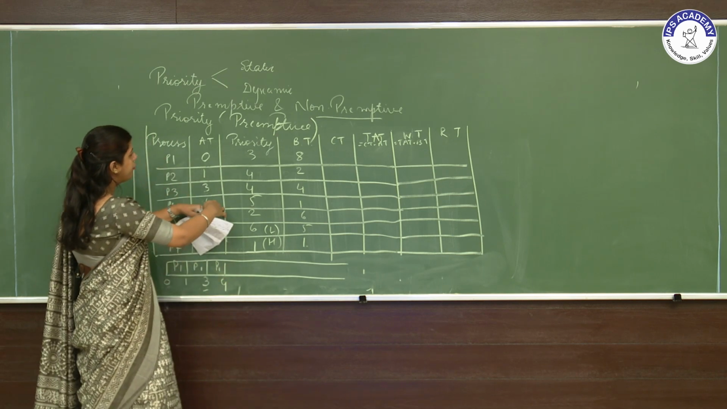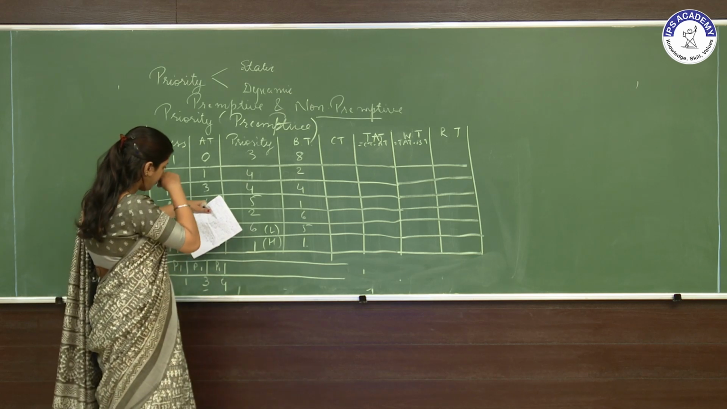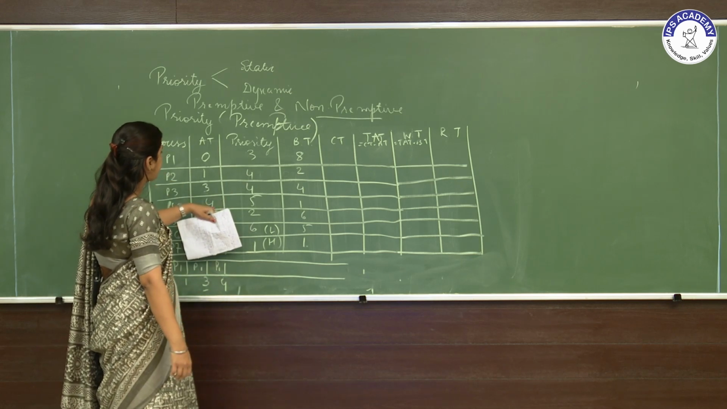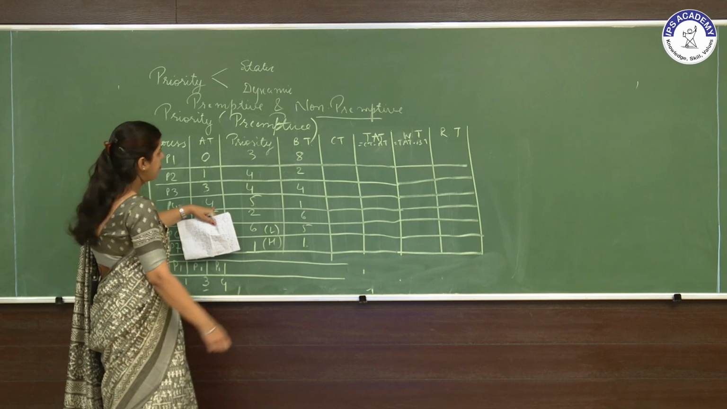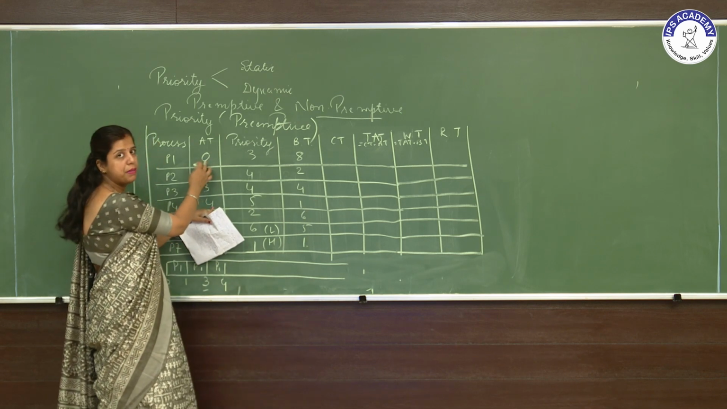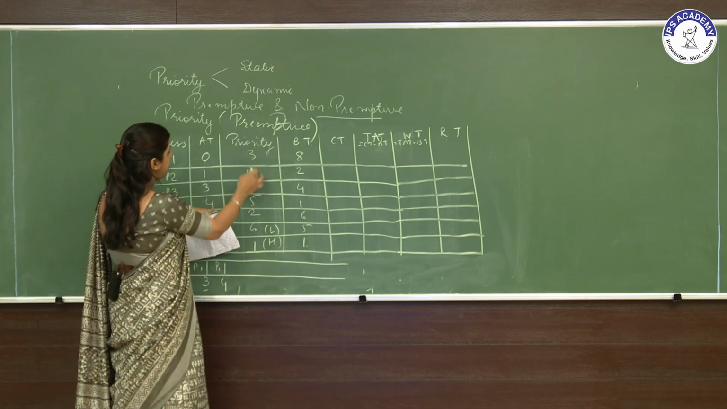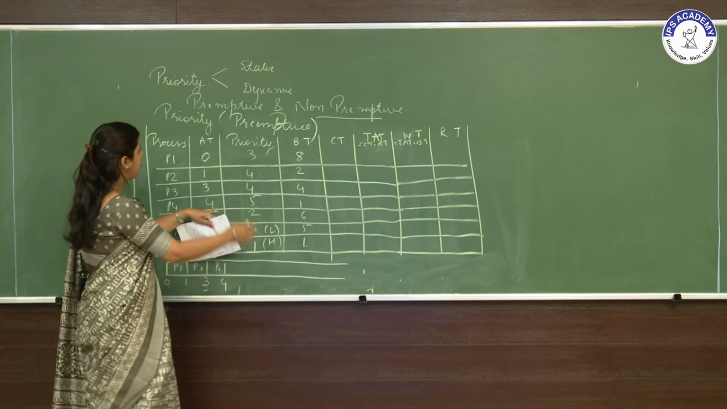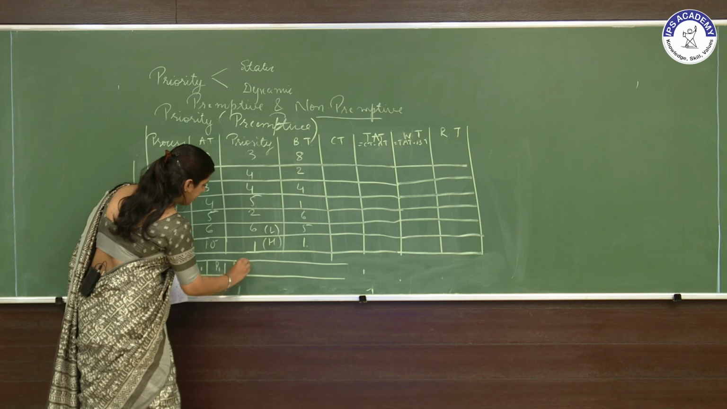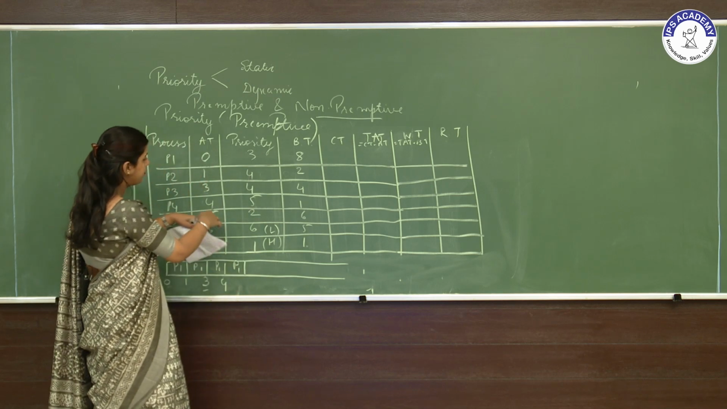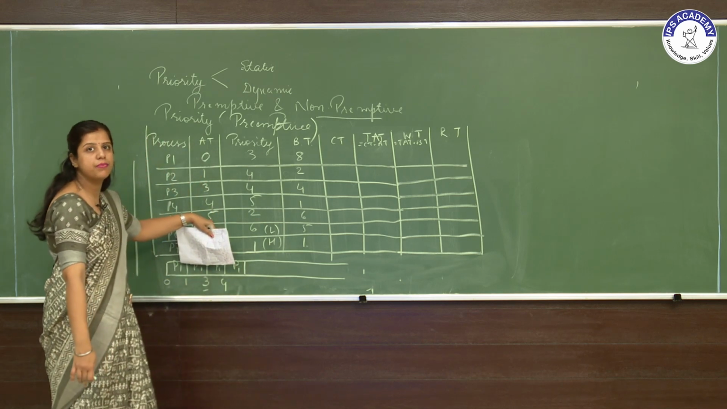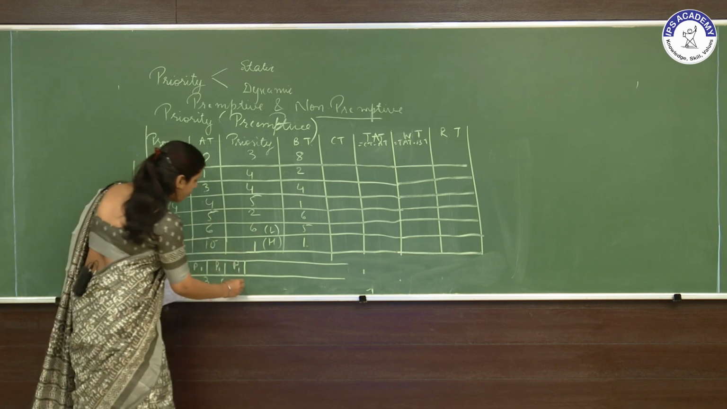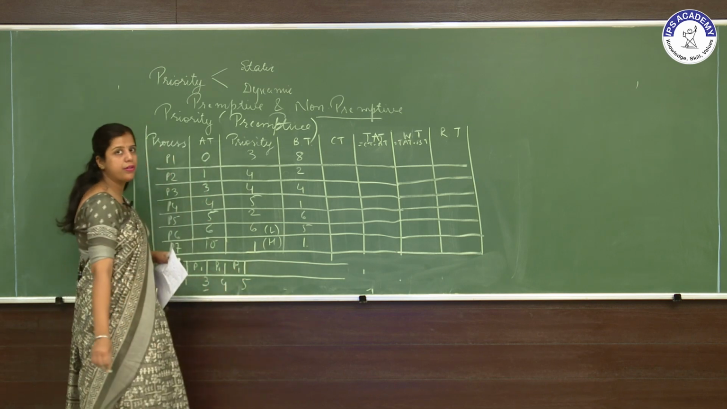At 4, which process has come into the ready queue? P4. But compare between P1 and P4. P1 has higher priority than P4, since lesser the number, higher the priority. So, P1 will continue to run till the next process arrives. Next process will arrive at 5, so we will run P1 till 5.